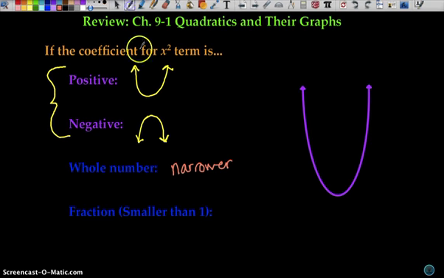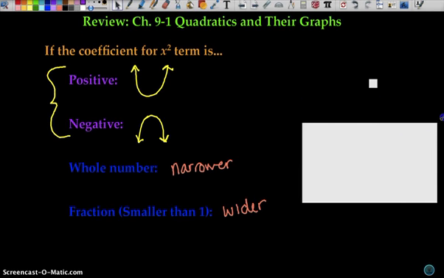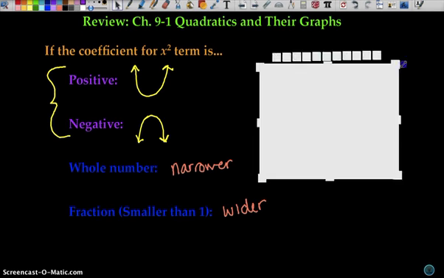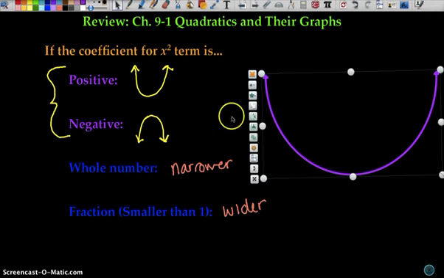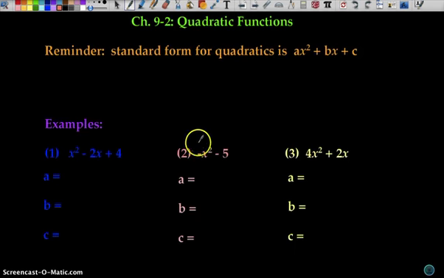Now with the fraction, when the fraction is smaller than 1, this will make the graph, the parabola, wider. So again, if you would like, you should draw out this picture that it will make the graph wider when it's a fraction. Okay, and the reason these are in the same color is because these are opposites of one another. Easy, right? Of course.